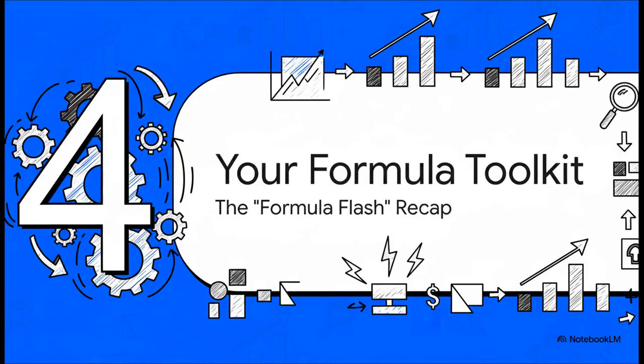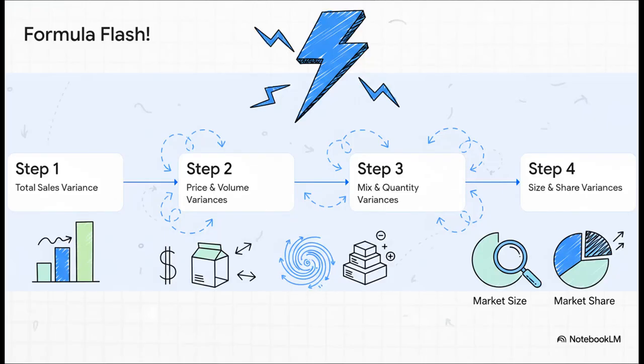So, we did it. We went from one single confusing number to a complete strategic story. Now, to make sure this all sticks, let's do a quick high-energy recap of the complete formula toolkit you just mastered. You ready? It's time for the formula flash. Step 1. Always start with the total sales variance. Step 2. Break that down into price and volume variances. Step 3. Then you split that volume variance into mix and quantity. And finally, Step 4. Break the quantity variance down into market size and market share. And that's it. That is your complete investigative toolkit.